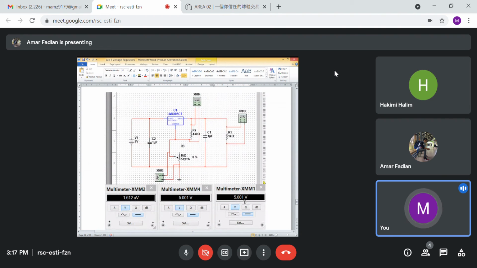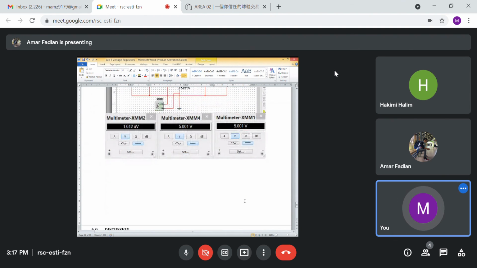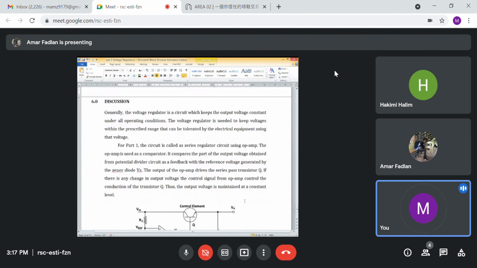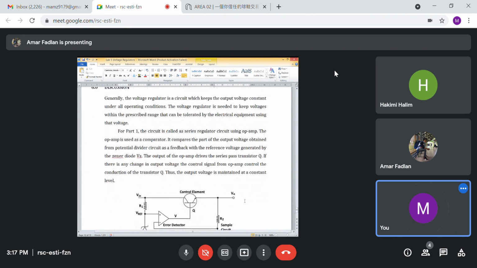For the discussion that we have done, what we understand is that the voltage regulator is a circuit which keeps the output voltage constant under all operating conditions. At the same time, the voltage regulator is needed to keep voltage within the prescribed range that can be tolerated by the electrical equipment using that voltage.